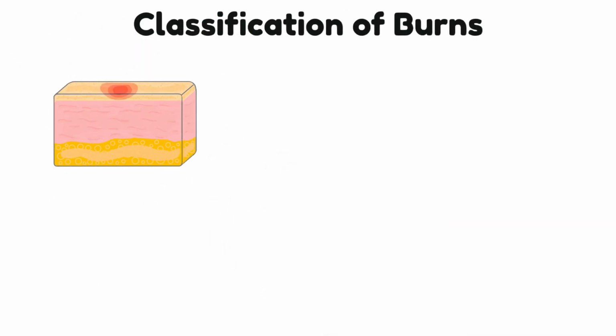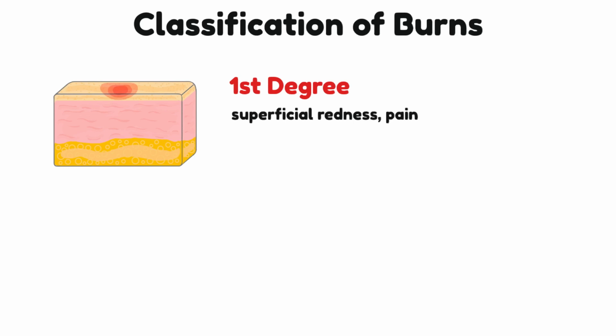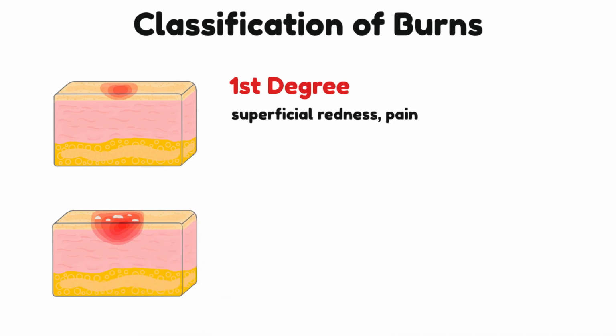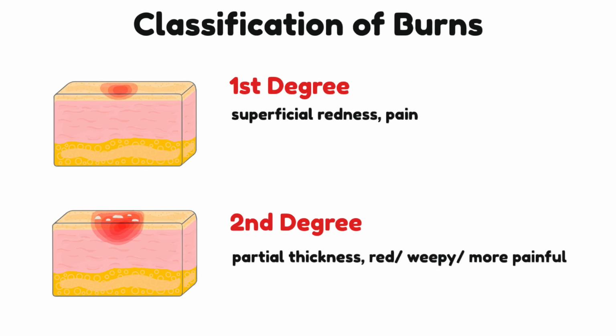When the burn injury stops at the first layer, the epidermis, this is referred to as a first-degree burn. This is a superficial burn that leaves the skin red and painful but does not break the skin. When the burn injury passes through the epidermis and into the dermis, this is a second-degree burn. Second-degree burns are partial thickness burns that leave the skin red and weepy with blisters. These tend to be more painful than first-degree burns.